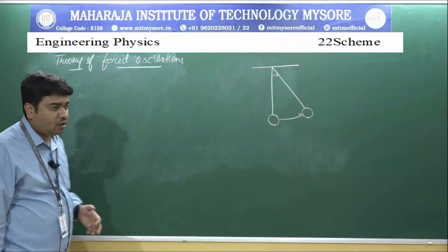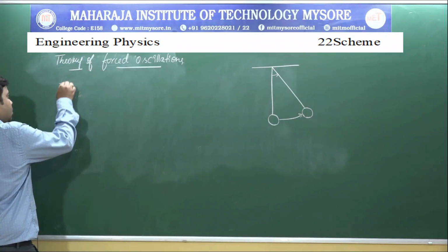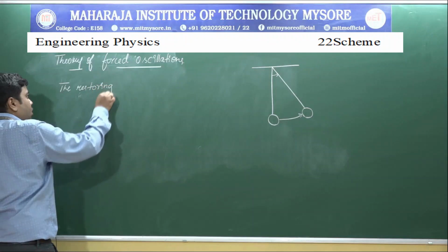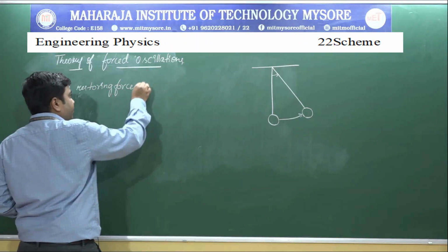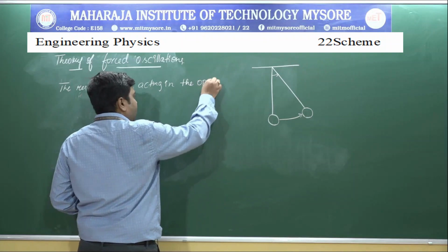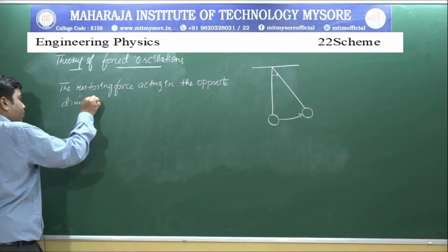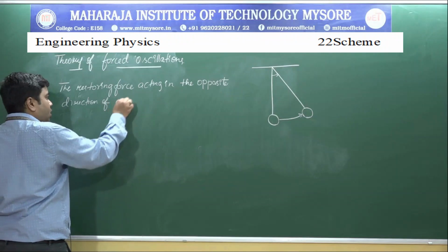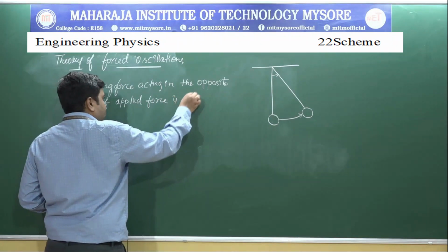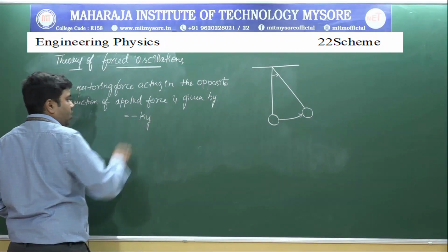There are three forces acting on the oscillating body for the forced oscillation. One is the restoring force acting in the opposite direction of the applied force, which is given by minus k into y.